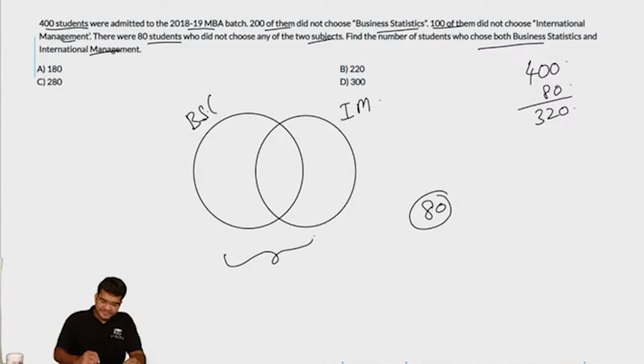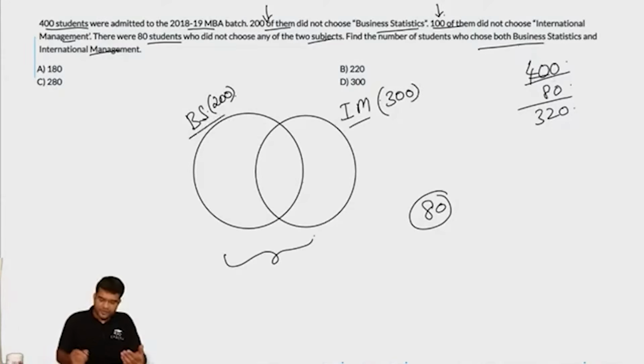We are told that in business statistics 200 students did not choose it. So what is the number of students who chose business statistics? It will be 400 minus 200, which is equal to 200. Similarly, for international management, we are told that 100 students did not choose it. So what is the number of students who chose international management? That will be equal to 300, which is 400 minus 100.